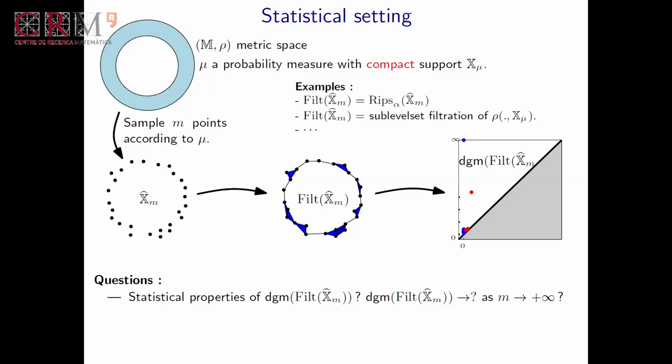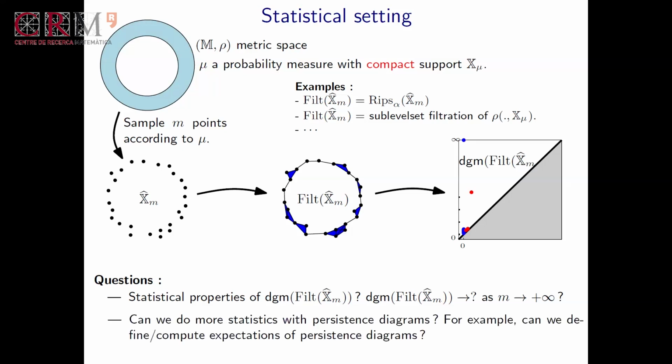That's what we are going to answer in the few coming minutes. Another question is: when we are in such a random setting, can we do more statistics with persistence diagrams? We can look at what happens asymptotically when the number of samples goes to infinity. But for example, we now have some random variable. Can we compute some kind of expectation of this random persistence diagram or something like that? These are questions we are going to discuss today.